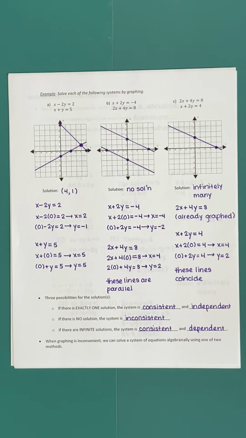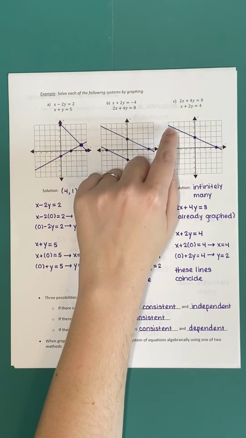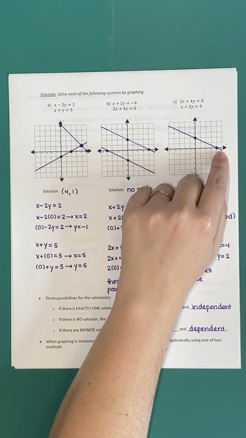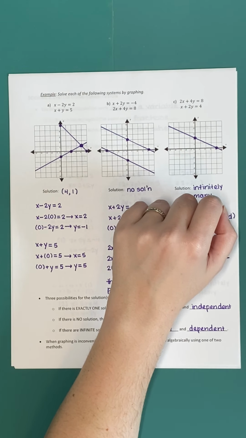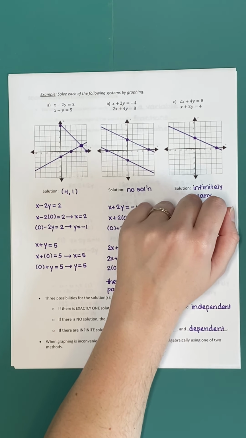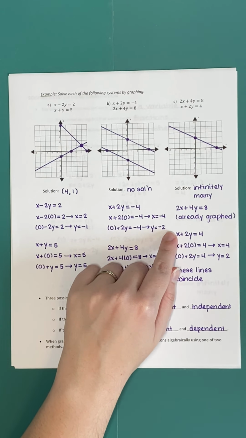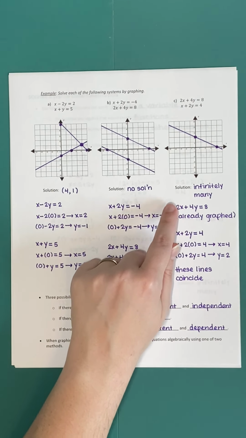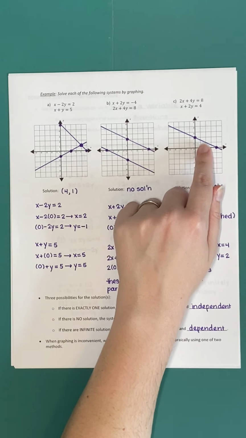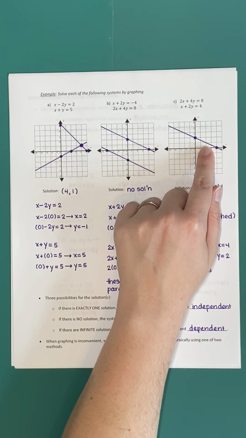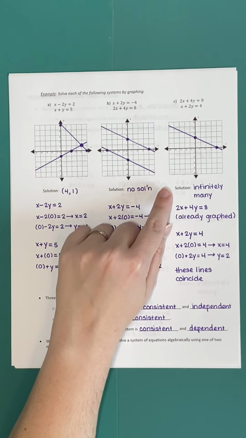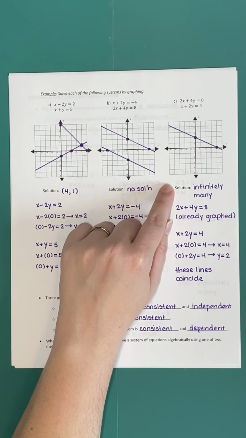If our solution to our system is defined as any points that would make both equations true at the same time, well, one graph coincides with the other. So what that actually means is they have every single point in common. Every point on this line is also a point on this line because they're actually the same equation and their graphs are actually the same line. So in this case, we have infinitely many solutions.